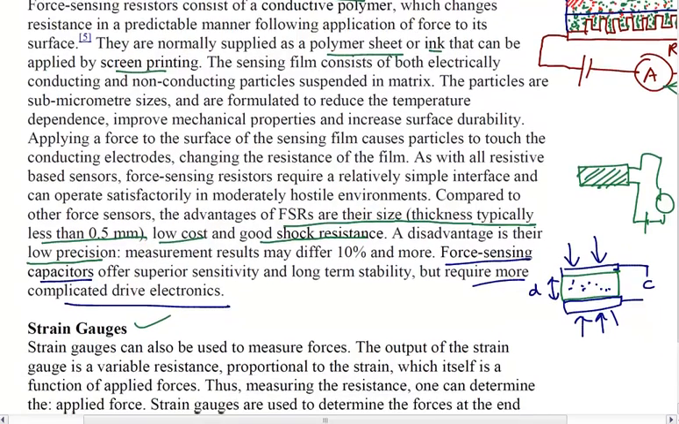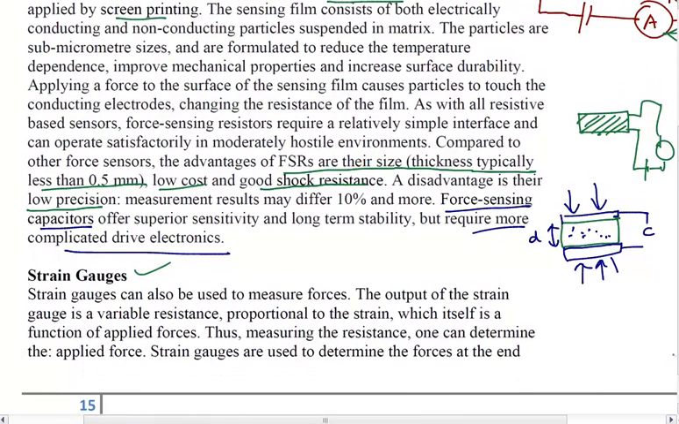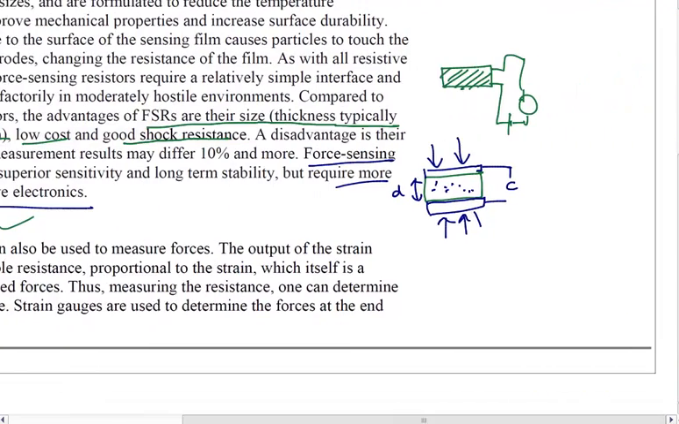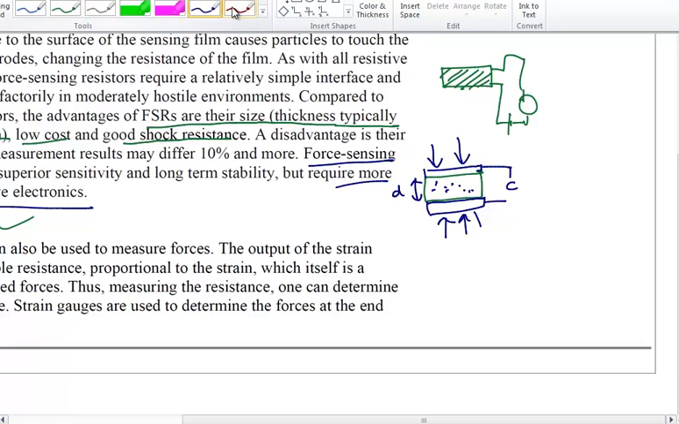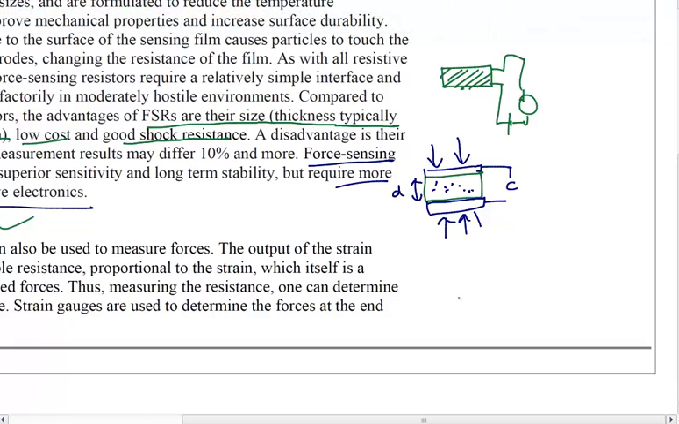Now we are coming to the main section of strain gauges. What is a strain gauge? You all have studied that the resistance of a conductor, suppose this is a conductor, will depend on the length of the conductor. It will also depend on the cross-sectional area of the conductor, and it will depend on the material, which is given by resistivity.